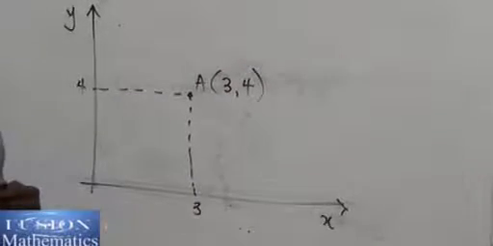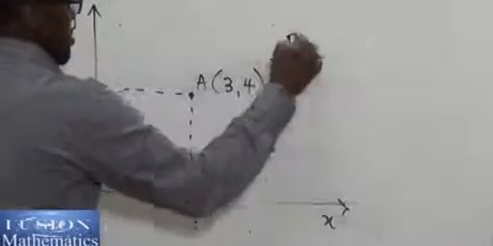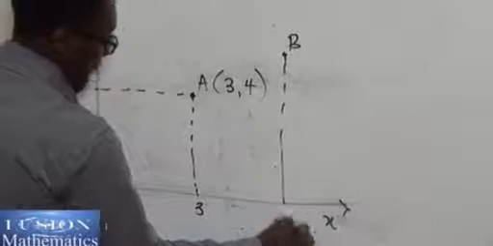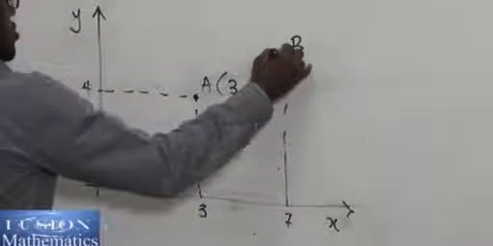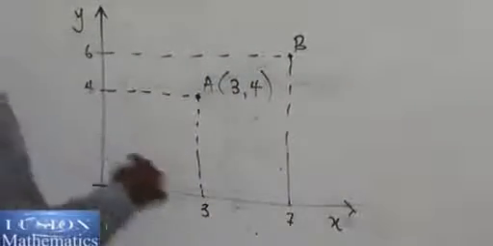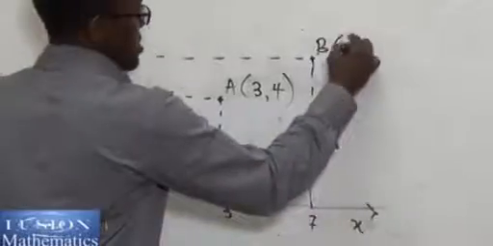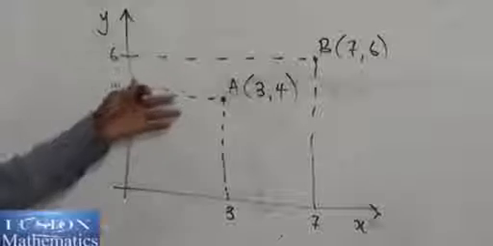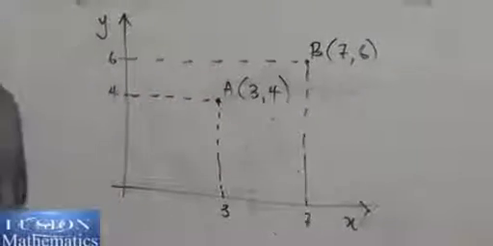If we have another point on the same graph, a point B, and we locate it to the x-axis, we have it as 7, and to the y-axis, we locate it as 6. So the coordinate of this point B will now be (7, 6). So we have the location of 2 points in the two-dimensional graph.